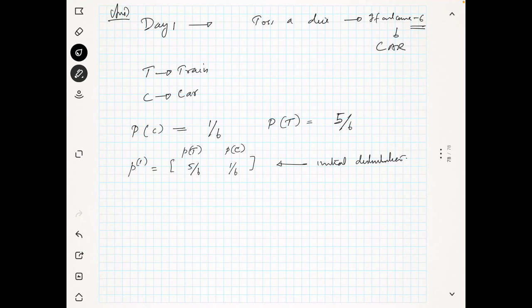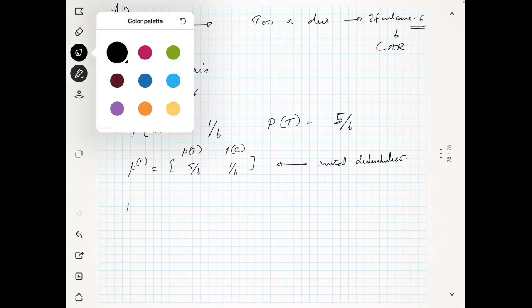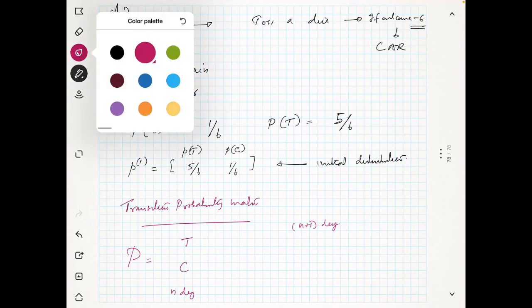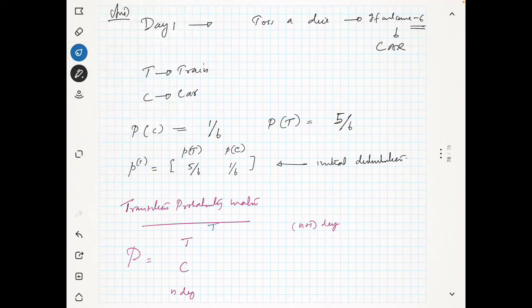Now the transition probability matrix, that's what I am going to define now. The transition probability matrix P, that means this is the nth day and this is the n plus 1th day. In the nth day he may choose the train or car. In the n plus 1th day also he may use the train or the car. So I can write like this.